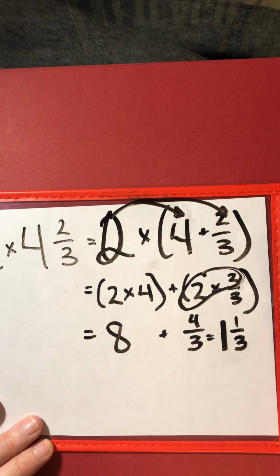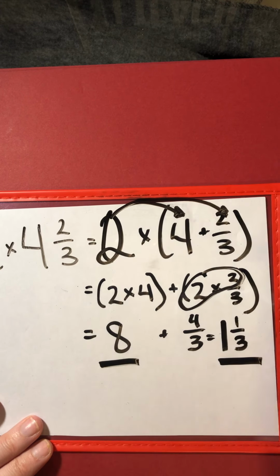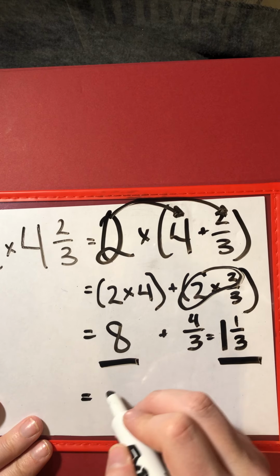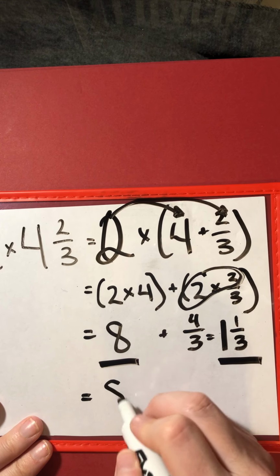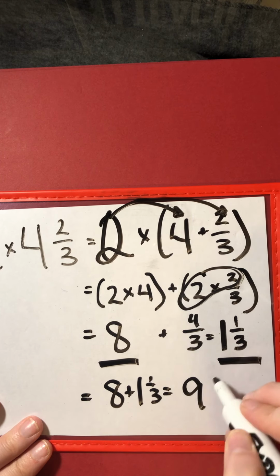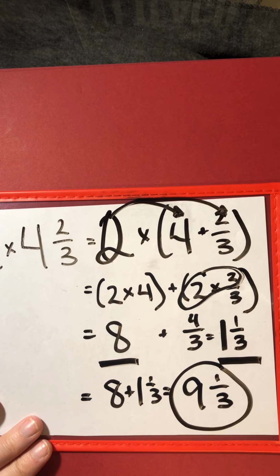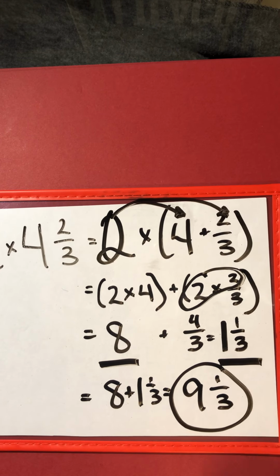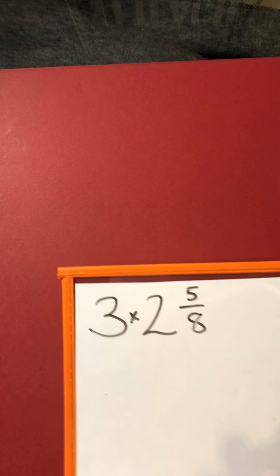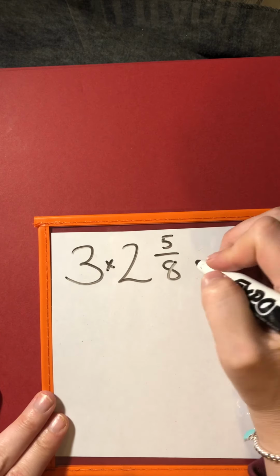Now all I have to add is this 1 and 1/3 plus 8. So when I do that, 8 plus 1 and 1/3, I get an answer of 9 and 1/3. Okay. And the last one for today, we're going to try 3 times 2 and 5/8.